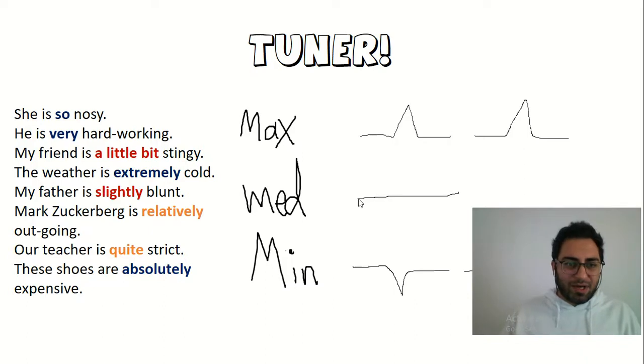Okay, let's go ahead with the next one, which is medium, like relatively, as indicated by the orange color here. Mark Zuckerberg is, you need to go smoothly like nothing has happened. Okay? Mark Zuckerberg is relatively outgoing. Our teacher is quite strict. See, there are no significant ups and downs, as if you are going with a flat tune.